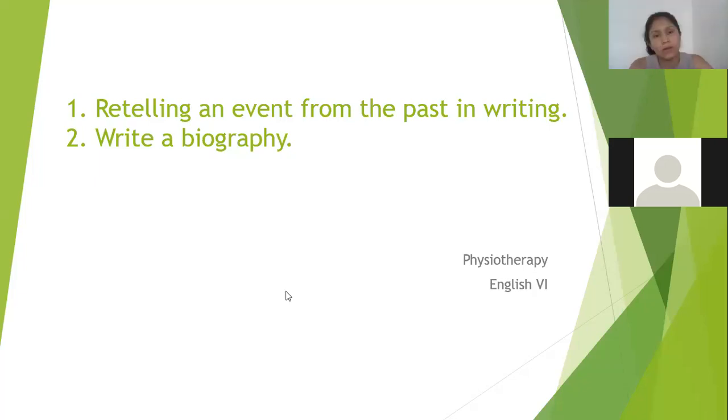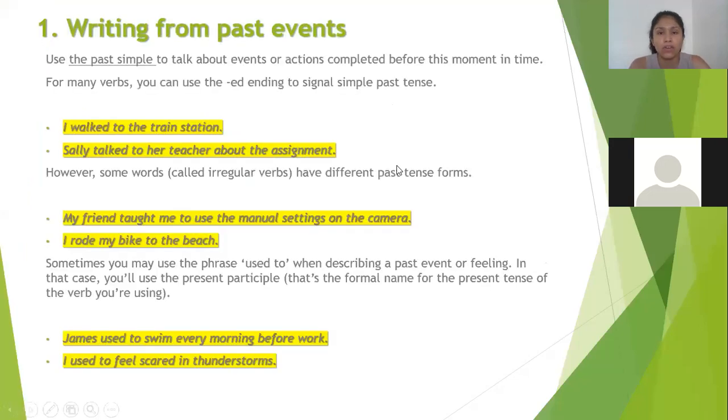So let's start with the first topic, which is retelling an event from the past in writing, which is basically the same as just writing in past tense, but we're gonna see different ways we can write about something that already passed, depending on the duration of that event.